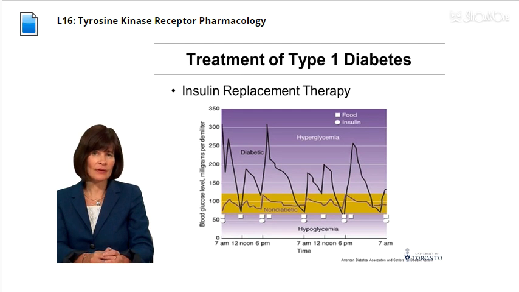For the diabetic, on the other hand, the intake of food means a large spike in blood glucose that has to be controlled by injected insulin, which is then able to restore blood glucose levels to the normal range over time. You can see that for the diabetic, a considerable amount of the day and night is spent with blood glucose levels that are well above the normal range.